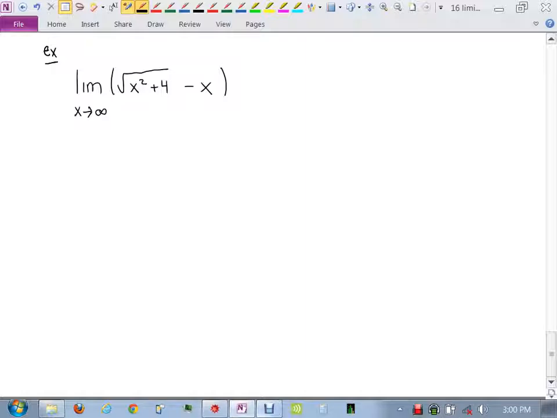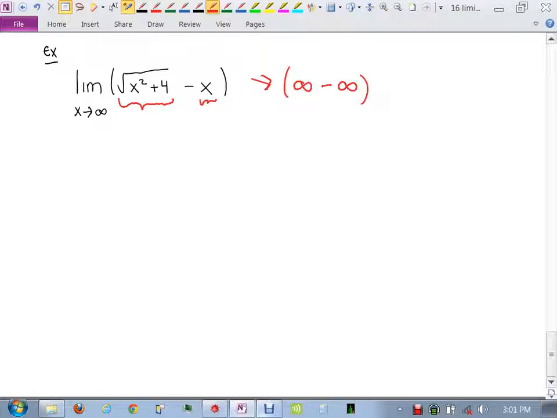Let x go to infinity. What are you going to get in this first square root here? Infinity squared plus 4, square root. What is that? Infinity. So we have something that looks like this. It's infinity, but then what? Minus infinity again, right? What's infinity minus infinity?